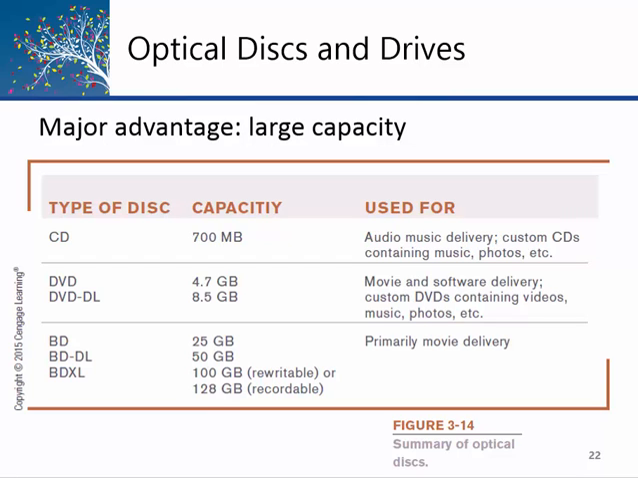By the way, the word disk is spelled with a C when you talk about optical discs. So a hard disk is spelled D-I-S-K, and an optical disc is spelled D-I-S-C.